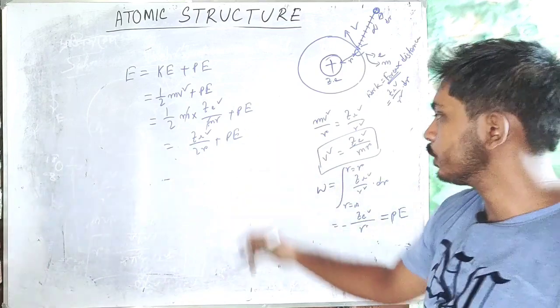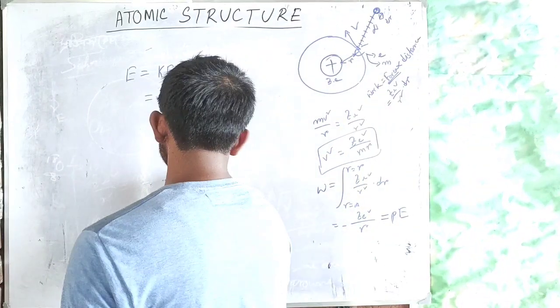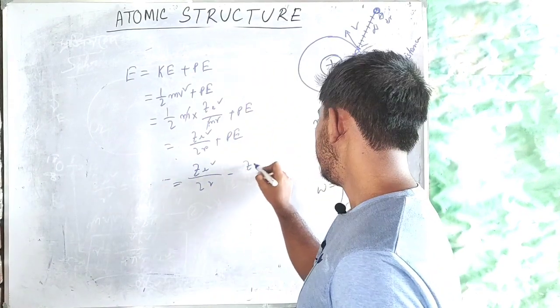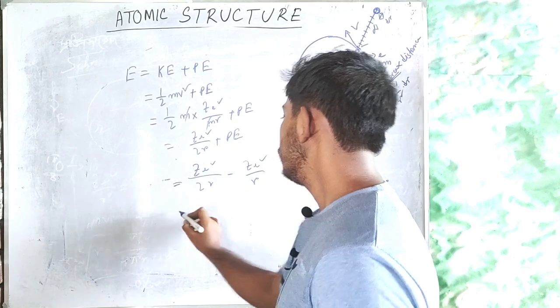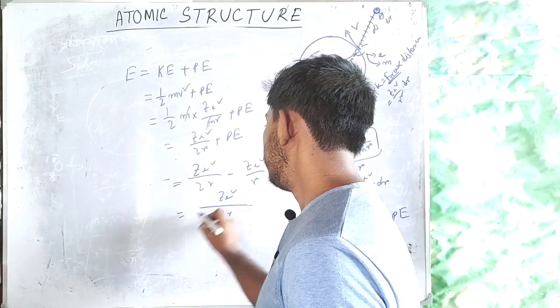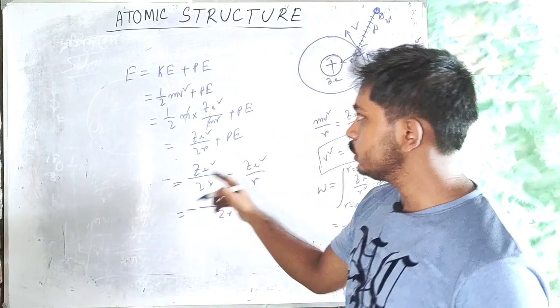So putting this value of potential energy, we get Ze²/2r minus Ze²/r, which is equal to minus Ze²/2r. This is the total energy.